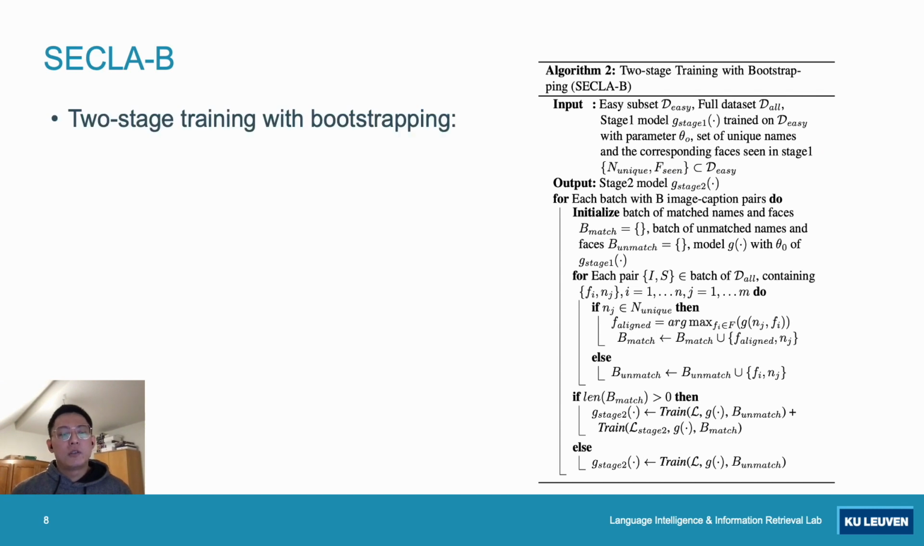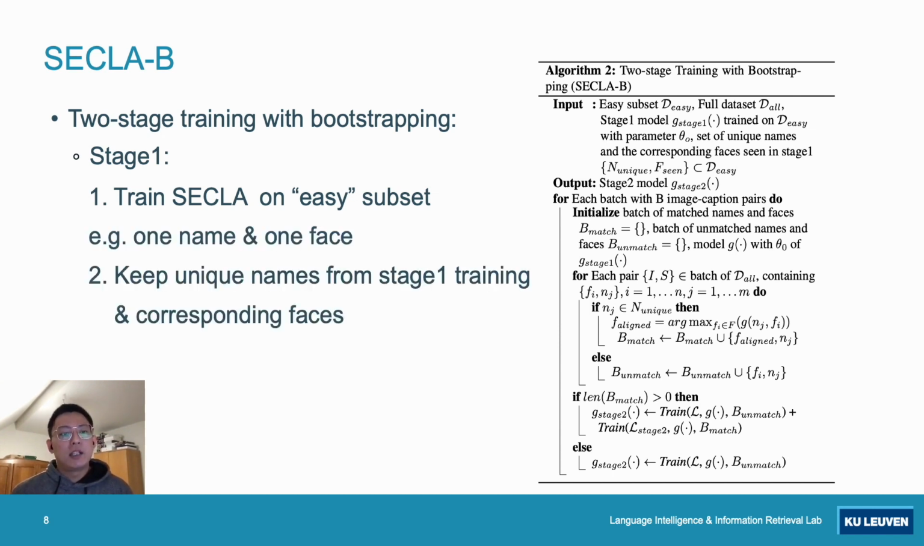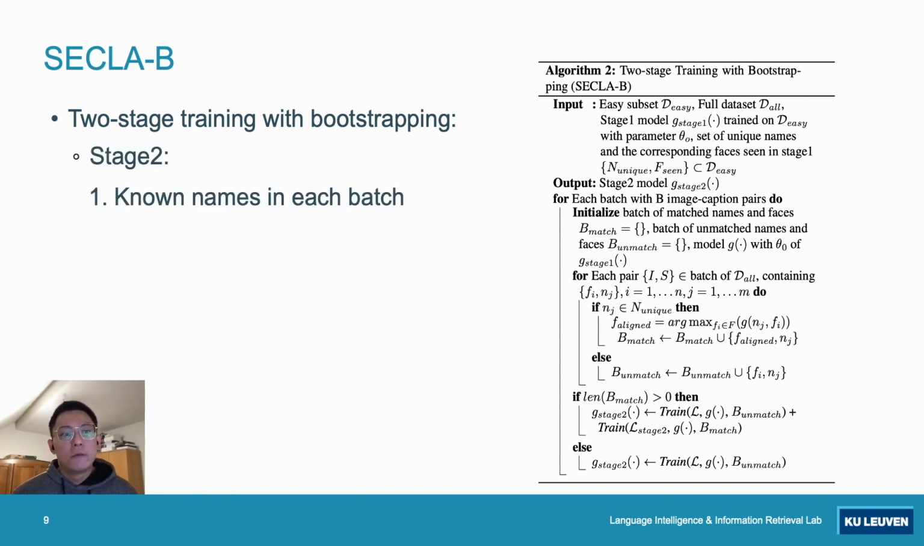Our second model, SECLA-B, uses two-stage training with bootstrapping. At stage 1, we train a SECLA on an easy subset, like one name and one face. Then we keep the unique names and corresponding faces from stage 1 training. At stage 2, for names we've seen before, we match faces using the stage 1 model in each batch.